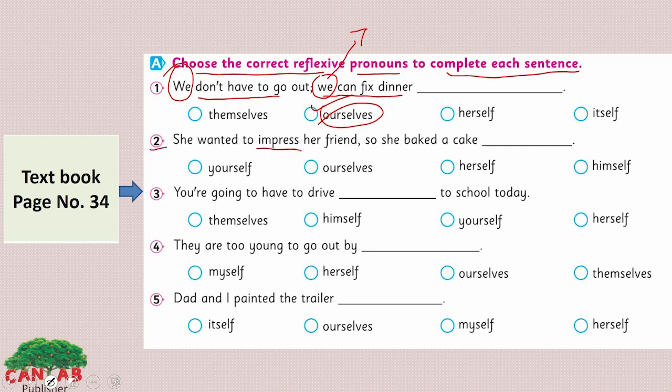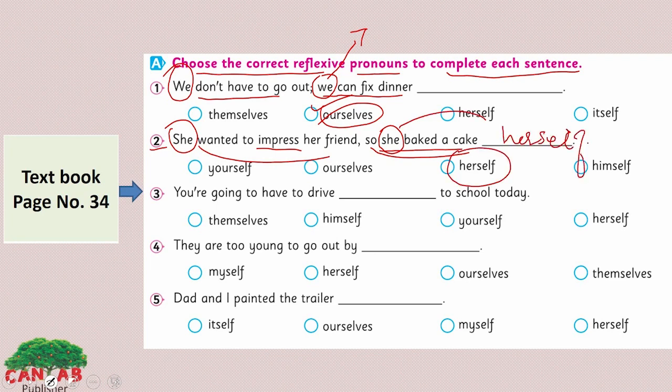She wanted to impress her friends, so she baked a cake. Here, the subject is she. वो अपनी दोस्त को इम्प्रेस करना चाहती थी, तो उसने क्या किया, खुद ही केक बनाया ना. Yourself नहीं आएगा. So she अगर सब्जेक्ट होगा और आगे भी वो एज अ ऑब्जेक्ट काम करेगा, तो हमेशा हम herself लगाएंगे. अगर इसकी जगह he होता तो हम himself लगाते. He के लिए himself और she के लिए herself.